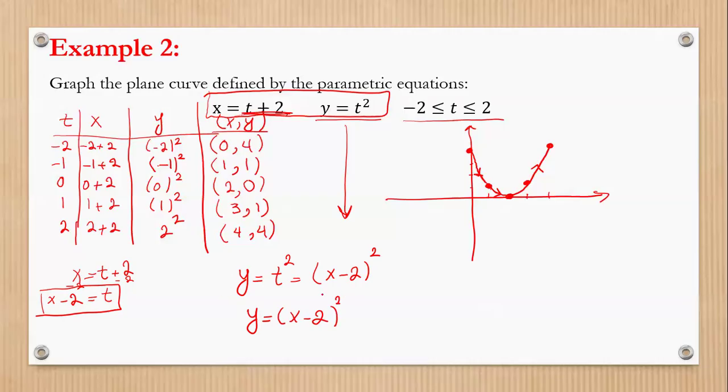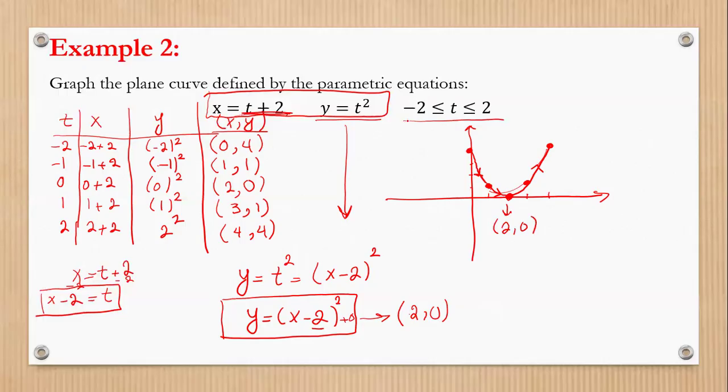Now I eliminated the parameter, which is t, and I have an equation based on x and y. This equation is exactly equivalent to the parametric equations. This is a quadratic equation, and it tells you that you must have a parabola with the vertex at (2, 0), because we have 2 here and no number here. And you can see that we exactly have a parabola, and the vertex is (2, 0).